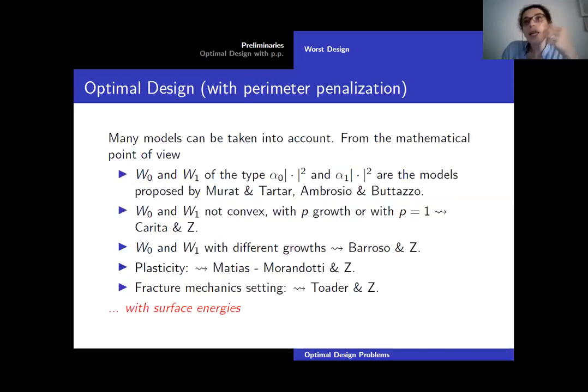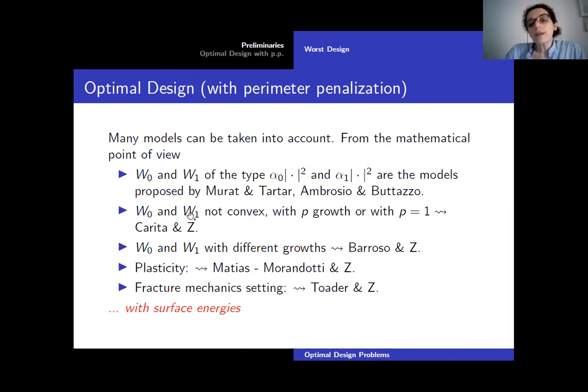That's why the introduction of the perimeter term is useful. And in fact, this is what the model that I'm going to propose, following the idea by Ambrosio and Buttazzo. There is a list of models that I've been considering in these years, but I will mainly focus on the first two.